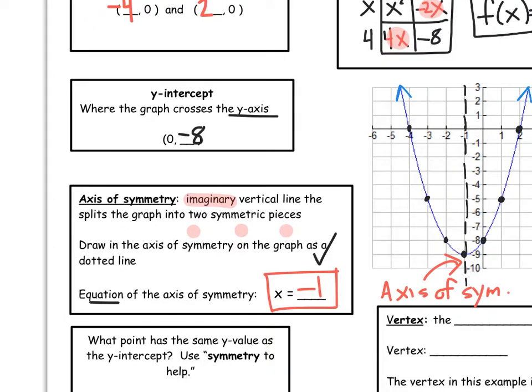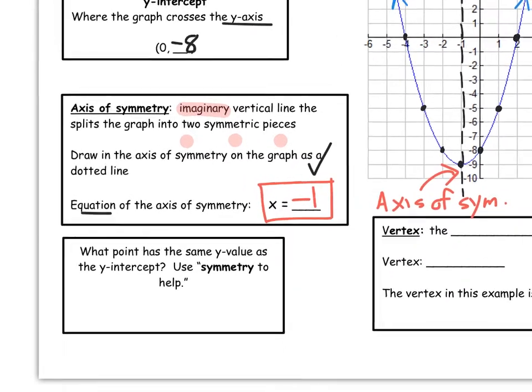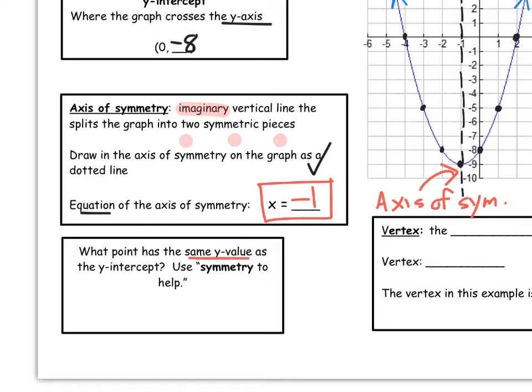Alright, moving down the line here, it says what point has the same y value as the y-intercept? So the y-intercept, I'm going to put a star beside it. We already found it, it's right there. I can find what I like to call, I'm going to write this here, a partner point. It's the point that we use symmetry to find.